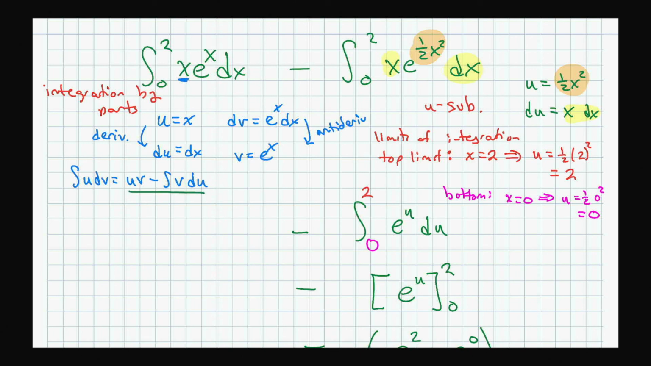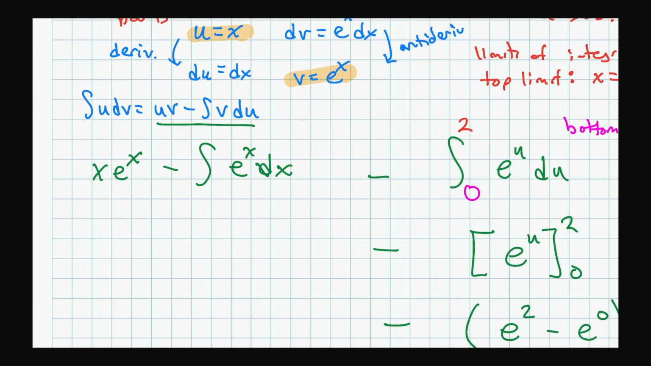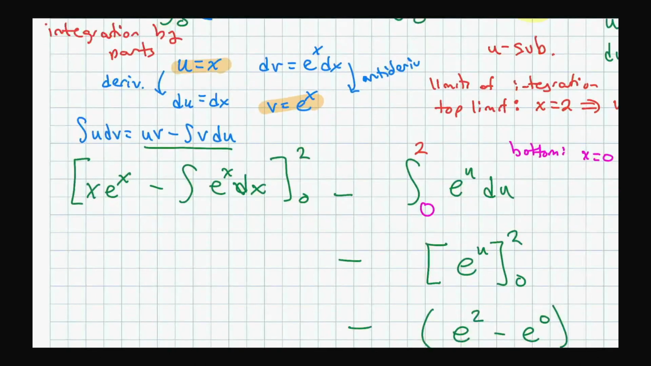And so if you apply that formula here, we need to write this out, the uv. uv is x e to the x, and then minus the integral of v du. v is here, du is here. So e to the x dx. So there you go. All of this should be, oops, jumped on me. All of this should be evaluated between 0 and 2 as well, because this is a definite integral.